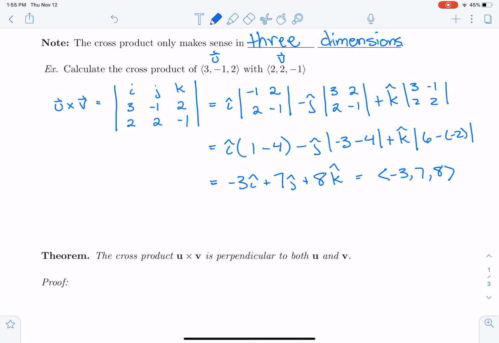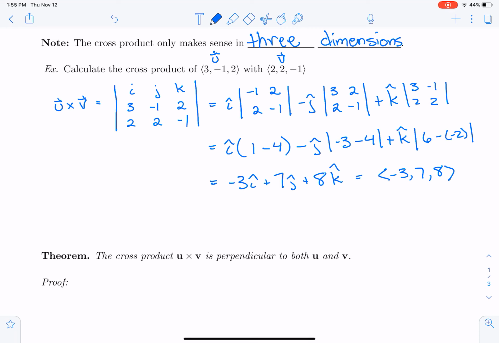Now, why do we care about the cross product? Let's start with the following theorem. The theorem says that the cross product of u and v is perpendicular to both u and v. So the resulting vector is actually perpendicular to both u and v.